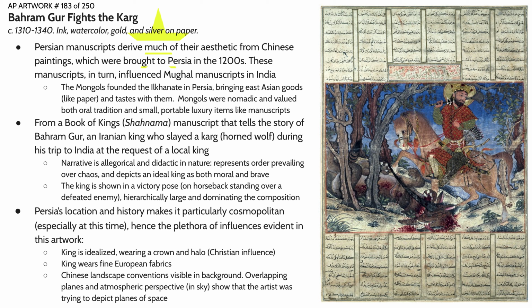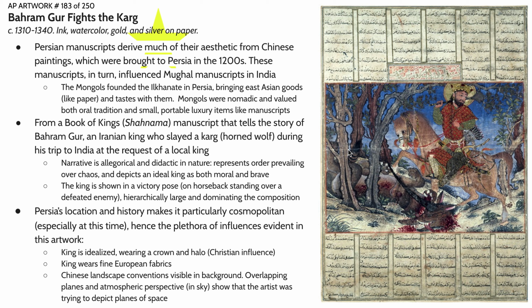The king here is shown in a victory pose. He has his axe thrown over his shoulder and he is on horseback, standing over the slain Karg, or horned wolf. The narrative behind this piece is that when he was traveling eastward in what is now India, Baharam came across a king that was ruling a province in India, and the king said, there's this nasty beast that is destroying our land and terrorizing our people. And he said, I'll go kill it. And so he does, and then everybody loves him.